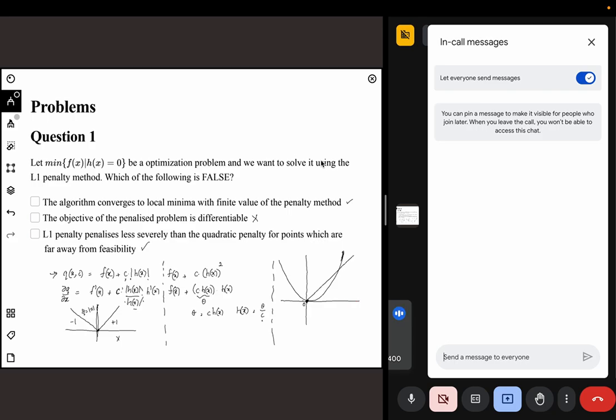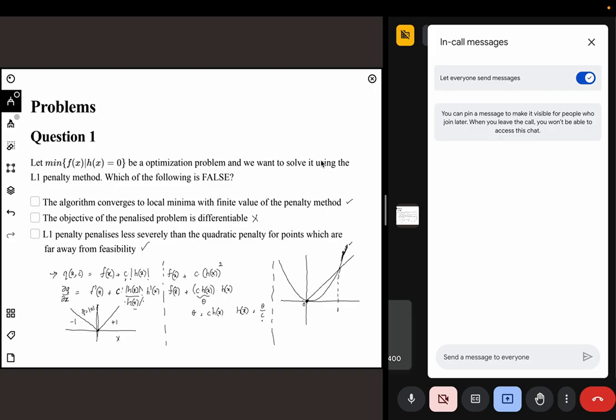Now what we are saying is, as you go far away from the feasibility, which one is higher? This is higher, right? If you are far away from the feasibility, only up until 1, like 0 to 1, is when mod x is greater than x square. But once you are above 1, then x square will always be greater than mod x. So when you are far away from the feasibility, L2 is going to penalize you much higher than L1.